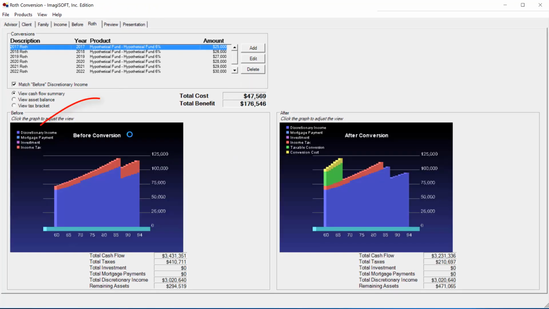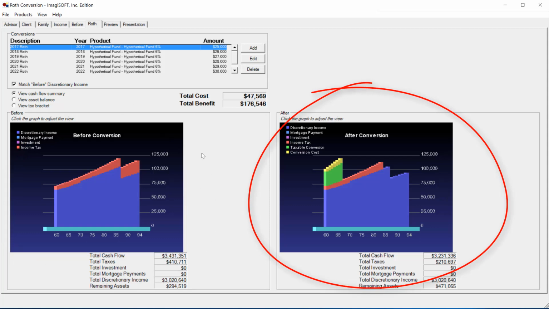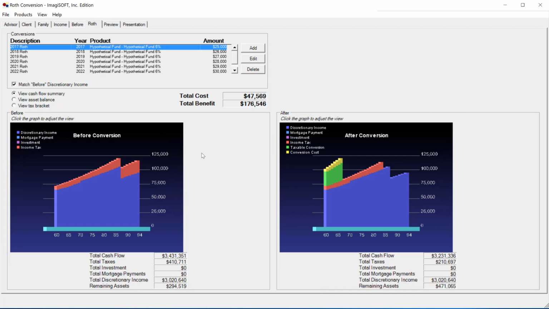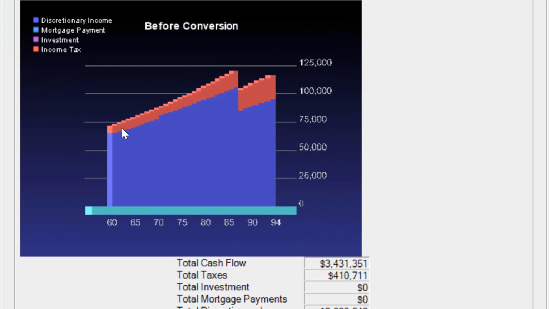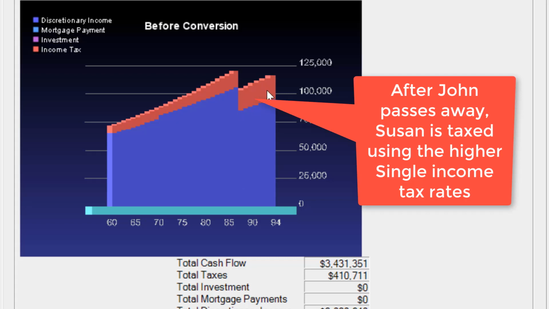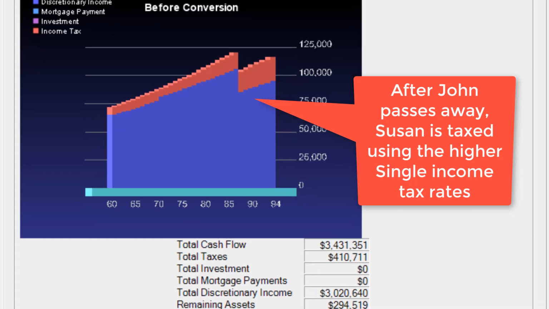Okay, if we look at the Roth tab, we have a before and an after. What are we trying to demonstrate here? Let's look at the before conversion. You can see the red is the taxes. This is a timeline starting at age 60. As you remember, he passes away at age 87. So as soon as he passes away, notice how much thicker the red becomes. That is because Susan is now in a single tax bracket.